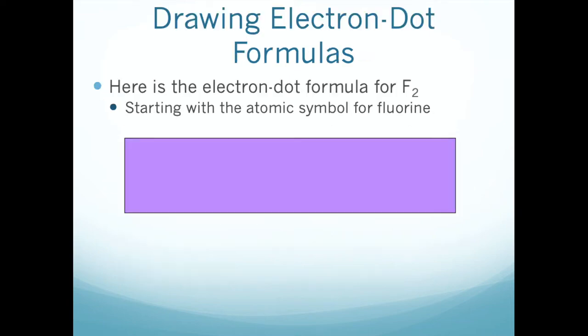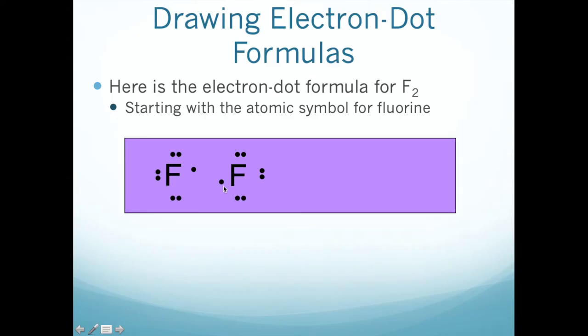So here's an example. Let's say we're trying to draw the Lewis structure or electron dot formula for fluorine. Now, fluorine is made up of 2 fluorine atoms. Fluorine atoms are found in group 17 of your periodic table, so they have 7 valence electrons. So here are our 2 fluorine atoms, and they want to reach the octet rule. So they want to share electrons so that they have 8. Well, if we look at the fluorine on the left, it has 7 electrons. It just needs 1 more.